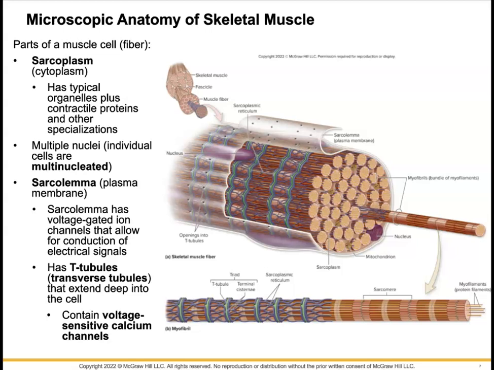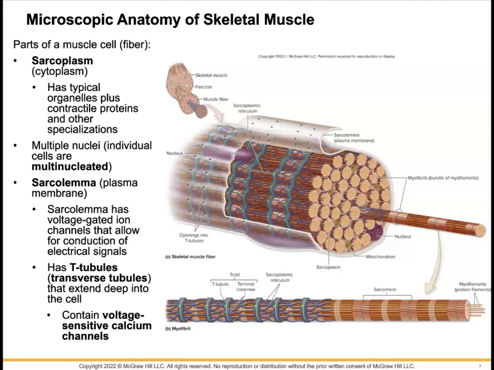of the other organelles. These skeletal muscle cells, now remember they're also called muscle fibers, are multinucleated, so more than one nucleus per cell. They have a sarcolemma, which is the plasmalemma. Again, that's just the membrane. So the sarcolemma is the muscle cell membrane. It has voltage-gated ion channels that allow ions to move in and out of the cell across the membrane, and that, as you've seen before when we talked about depolarization, allows for the conduction of electrical signals.